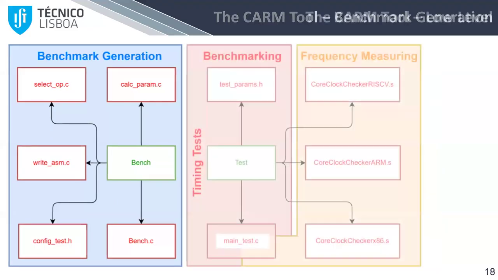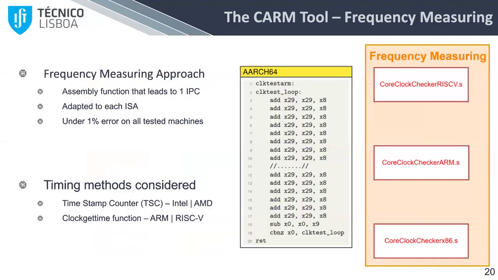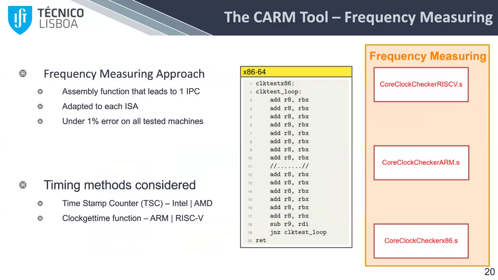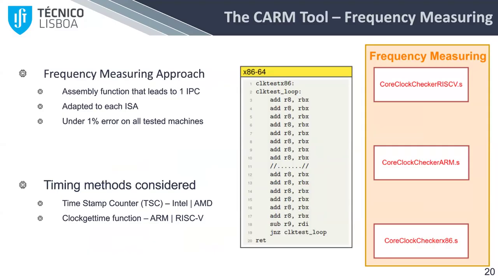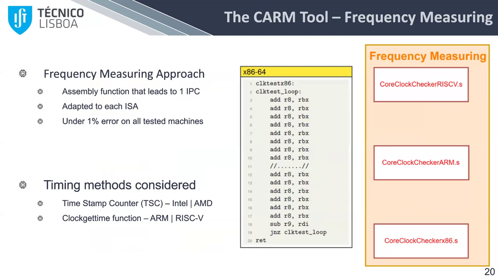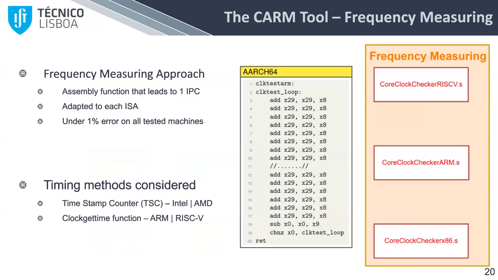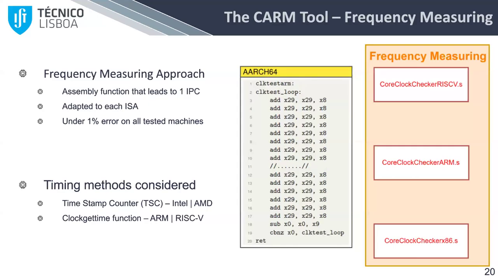So now moving on to how the CARM tool actually measures the frequency of the CPU before performing the benchmarks. This measurement is based on an assembly function too, which has a series of dependent additions, which then leads to only one instruction being performed per cycle by the CPU. And then by knowing these number of instructions performed and time taken, we can obtain the frequency of the CPU. And we have used this method in all of our tested machines so far, and the deviations have always been under 1% from expected values. And to measure the time taken by the execution of this function, we use the timestamp counter in Intel and AMD CPUs. And for ARM and RISC-V, we use the clock at time function.